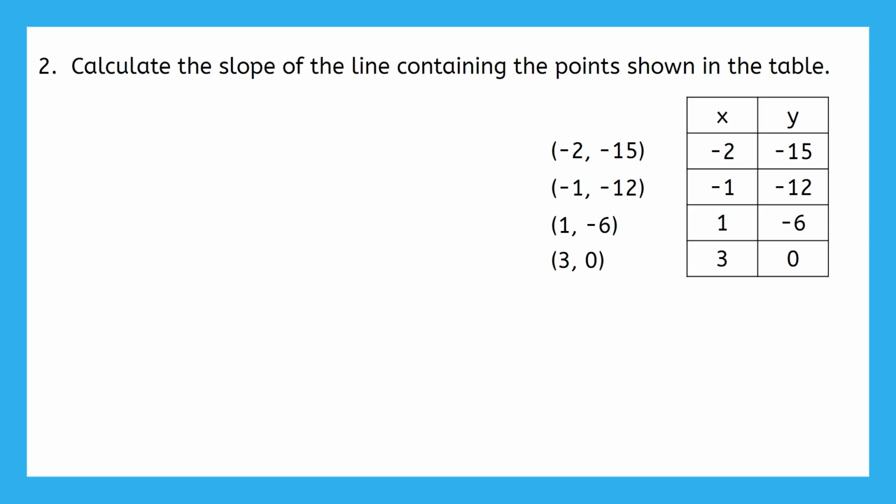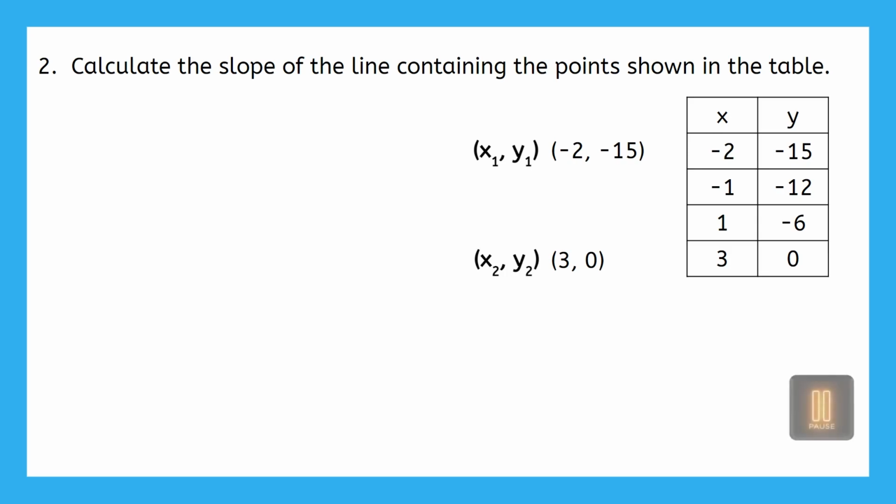We only need 2 of these points to calculate the slope, so we can really choose any 2 points and label them as x1, y1 and x2, y2. The points you choose may depend on which numbers you find easier to work with, but in order for you to be able to check your work with mine, go ahead and use negative 2, comma negative 15 as the starting point and 3, comma 0 as the ending point for this problem. Pause the video here and try to calculate the slope now.